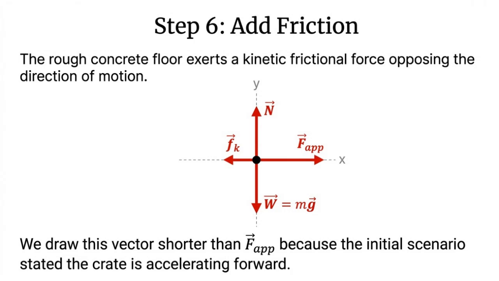Now we introduce friction into the situation. The rough concrete floor applies a kinetic frictional force that acts opposite to the crate's direction of motion. In the diagram, you can see this frictional force pointing to the left, countering the applied force on the right. The normal force acts upward, balancing the weight of the crate, which points downward. Notice that the frictional force vector is drawn shorter than the applied force vector, reflecting that the crate is still accelerating forward despite the friction opposing it. This shows how friction slows the crate down but doesn't completely stop its movement in this case.